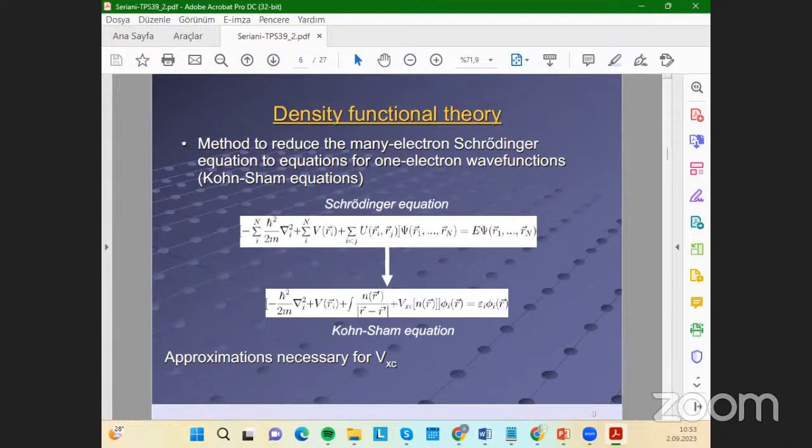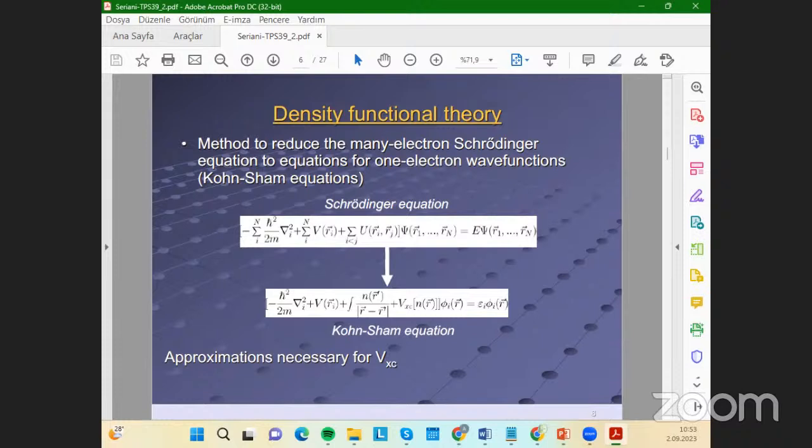But of course, this correspondence could in principle be exact, barring the fact that there are terms that contain the electron-electron interaction that are not known in exact form, so they need to be approximated. So basically, what we do is we solve an approximated version of the many-electron Schrödinger equation.